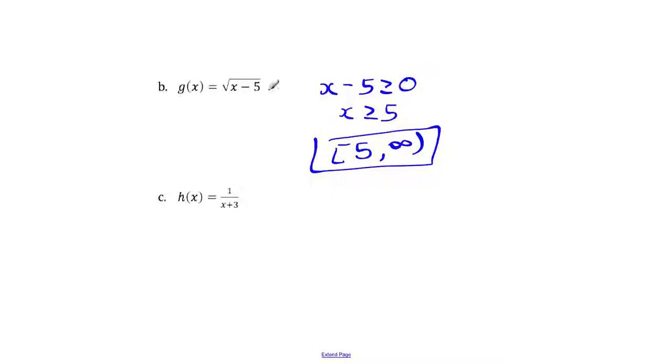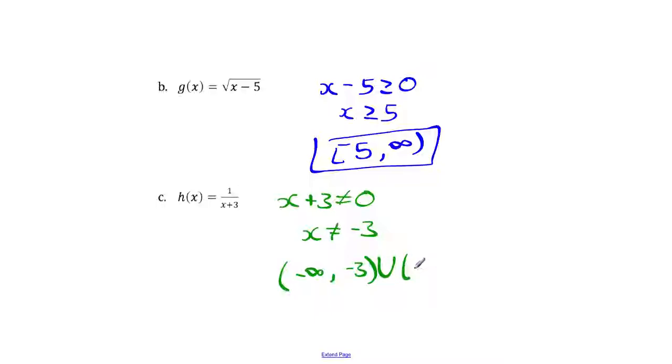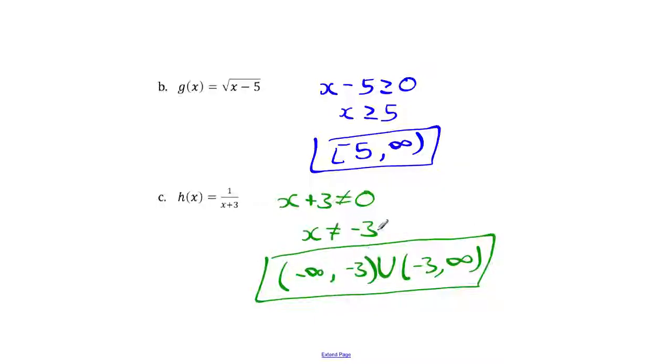With a fraction, fractions cannot have 0 in the denominator. So x plus 3 cannot equal 0. So x cannot equal negative 3. So what's the smallest value that x can be? Negative infinity, of course. And it's fine. There's no problems until we get to negative 3. And it can equal everything up to negative 3. So it gets this parenthesis, and then immediately after negative 3, we start again, and we're okay forever. So our domain is negative infinity to negative 3, and then negative 3 to infinity.